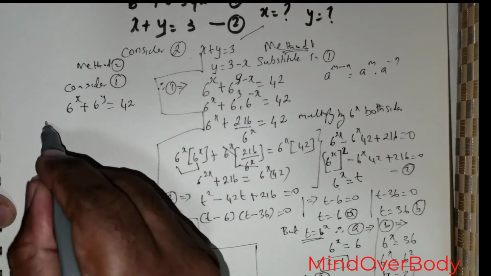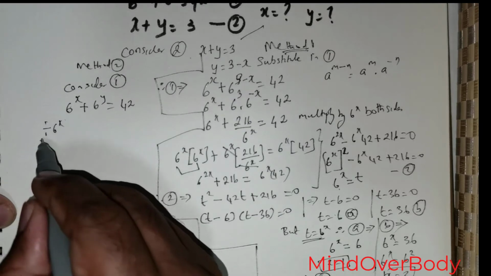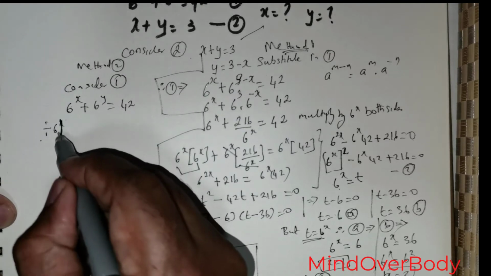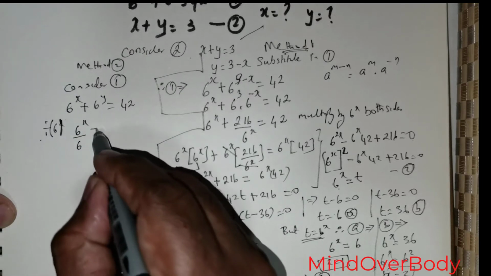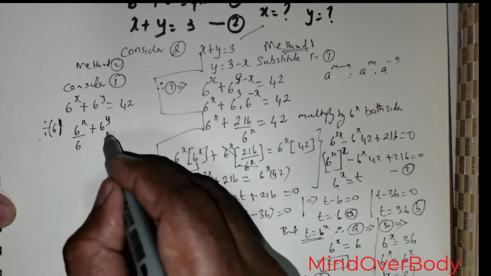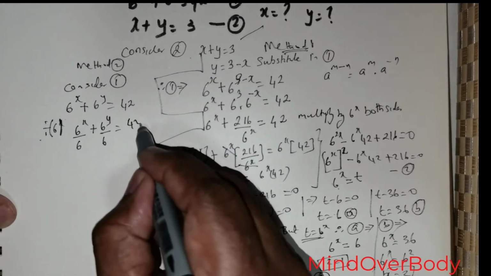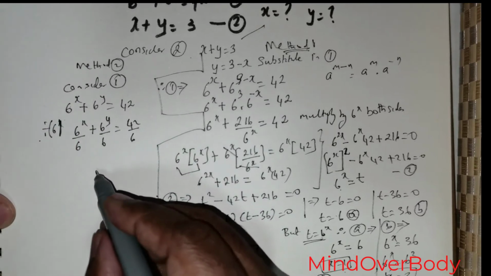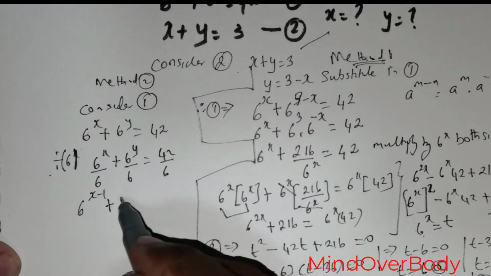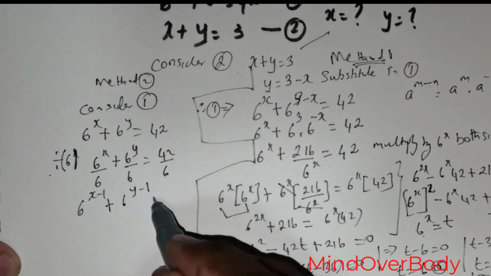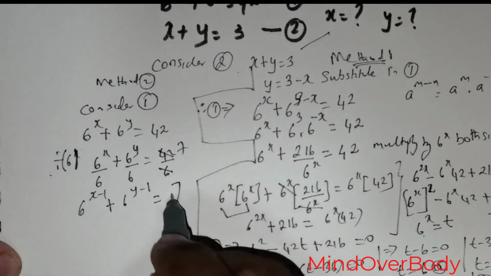Now I'm going to be dividing by 6 power x. In fact, instead of saying 6 power x, let me divide by 6. So if I were to divide by 6, I would get 6 power x divided by 6 positive 6 raised to the power y divided by 6 is equal to 42 divided by 6. So this is going to be 6 raised to the power x negative 1 positive 6 raised to the power y negative 1 is equal to 6 divides 42 7 times. So I got a 7 here.